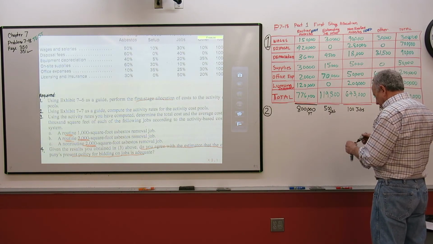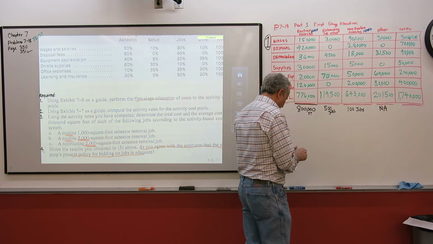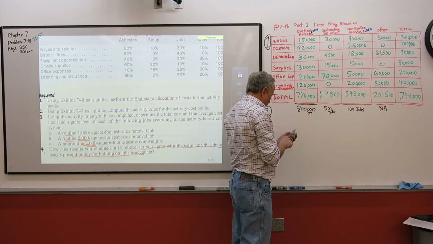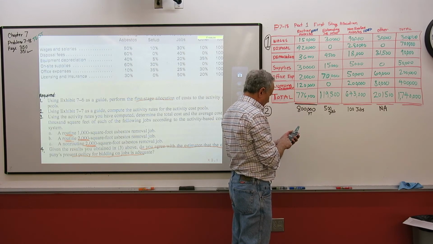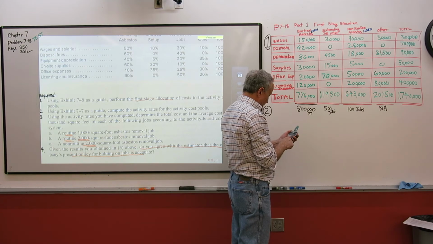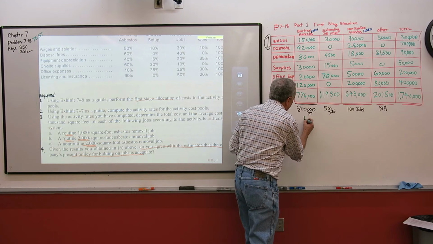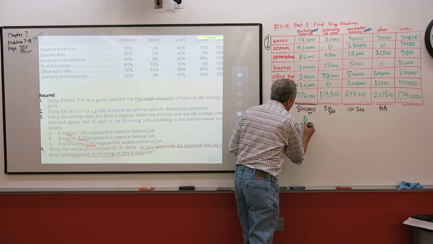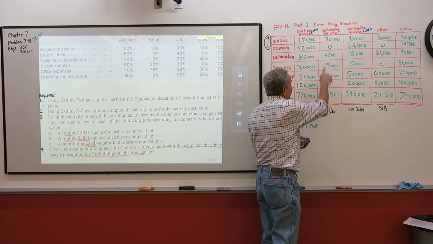And they want us to come up with the rates. Well, let's go ahead and get the rates. In this case, let's do $776,000 divided by 800. That's 97 cents. So this is equal to 97 cents per foot.